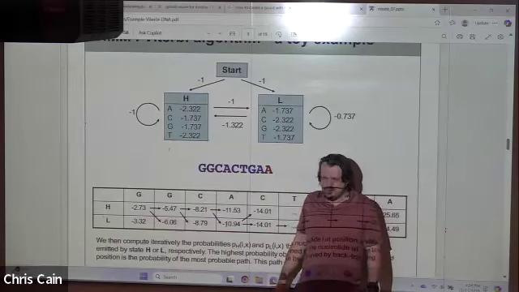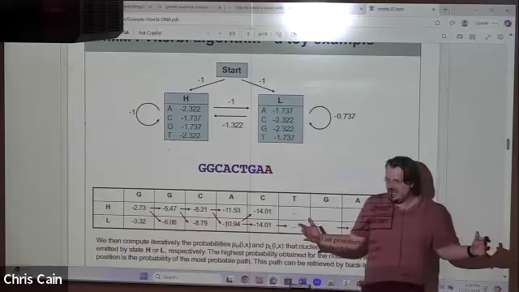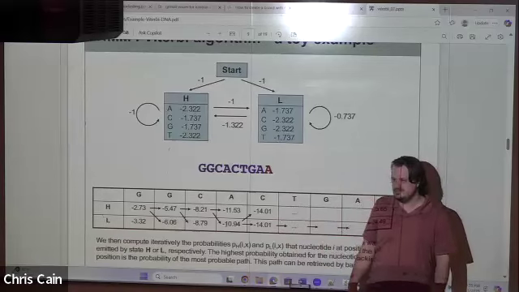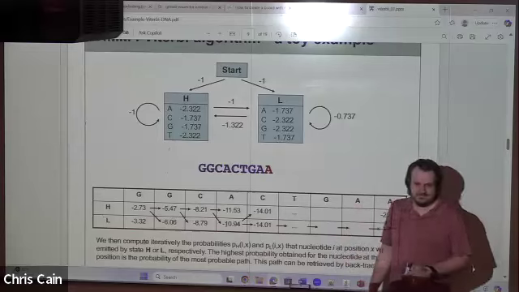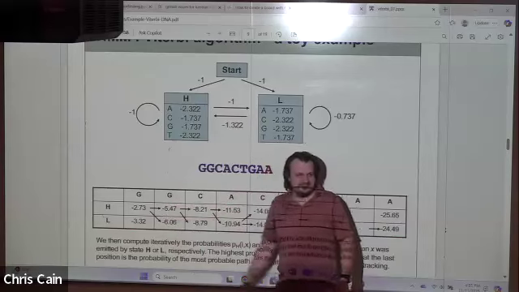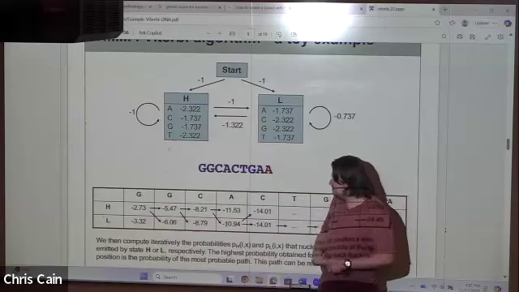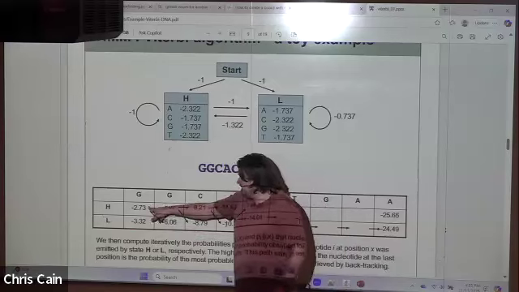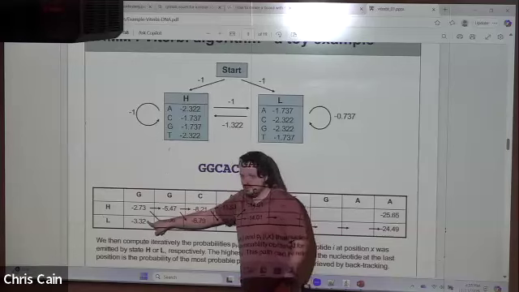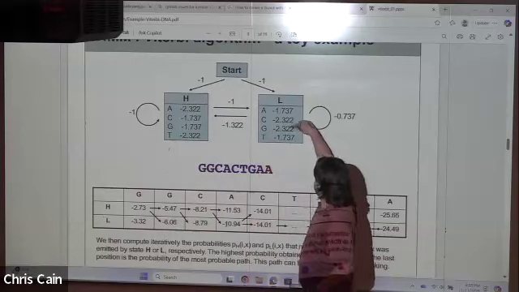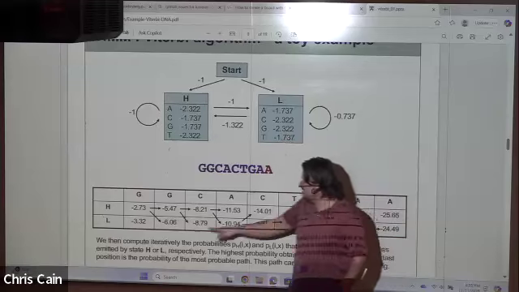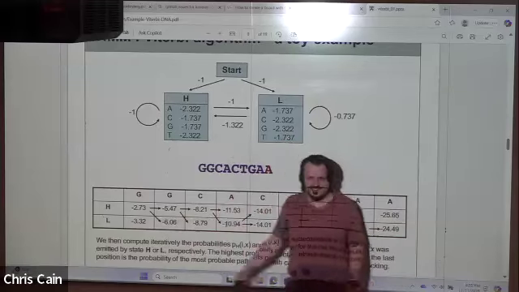And addition of negative numbers aren't going to overflow an integer faster than your multiplication is going to underflow a double, because you're already calculating it in terms of an exponent. So that's the probability that the first G is expressed from high. This is the probability that the first G is expressed from low. You get minus 1 plus minus 2.322, gives you minus 3.322.